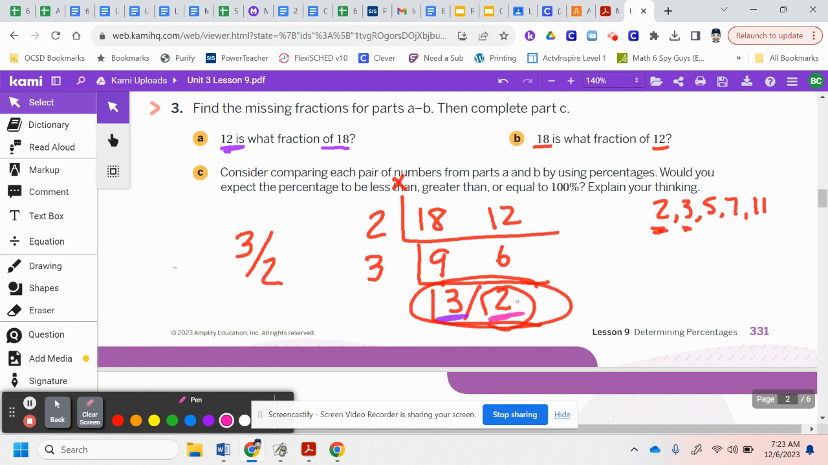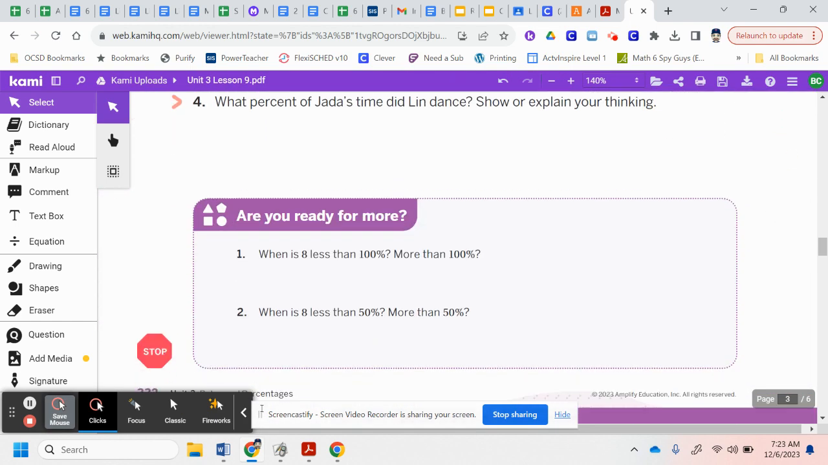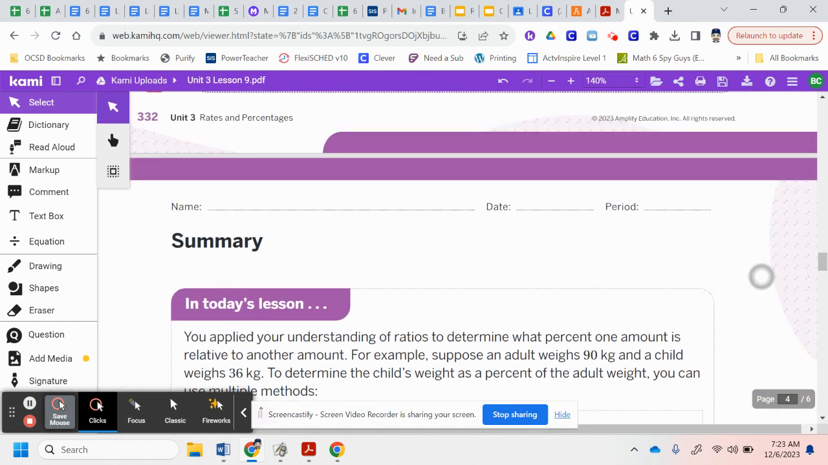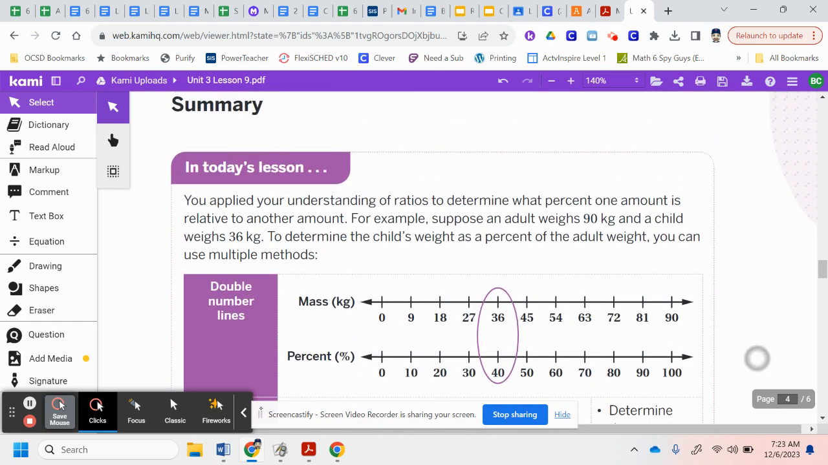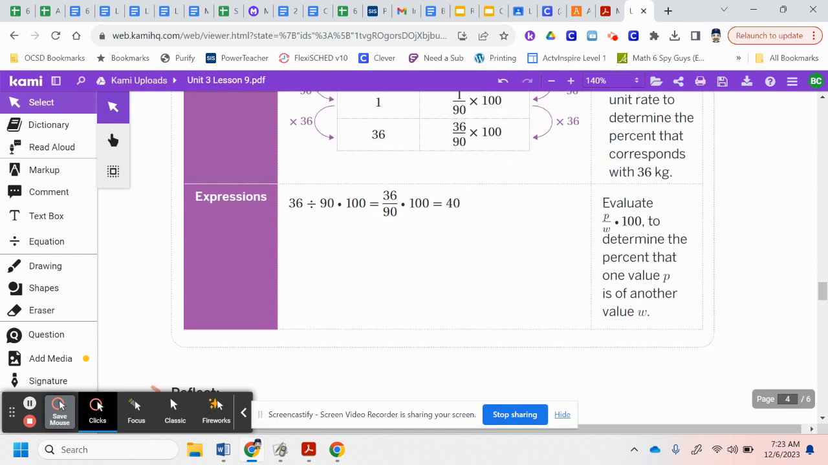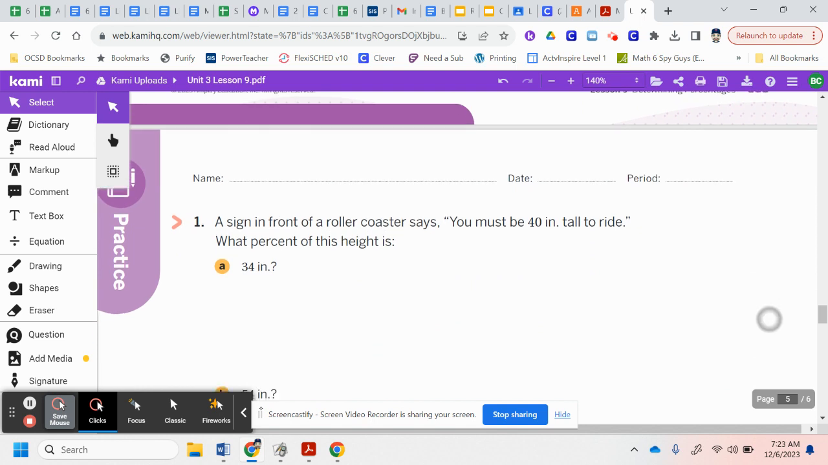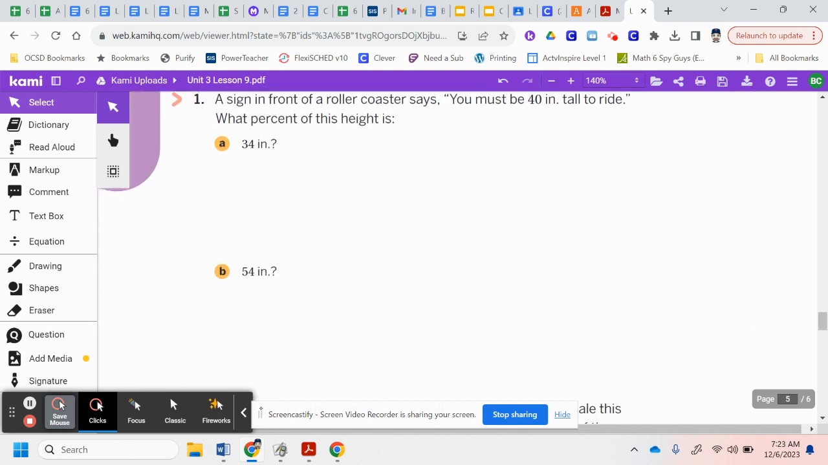Use this information, write it down in your book, and go to page 333, read through your summary, and then you may do 334, 1, 2, and 3.